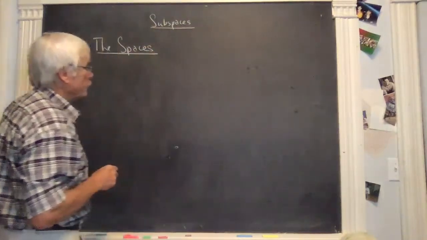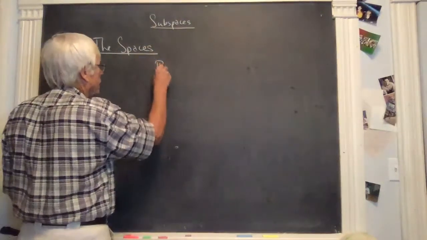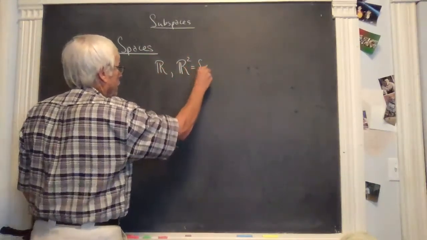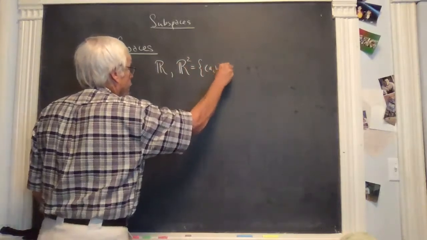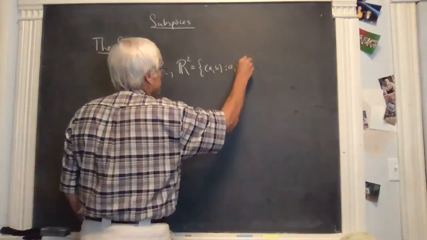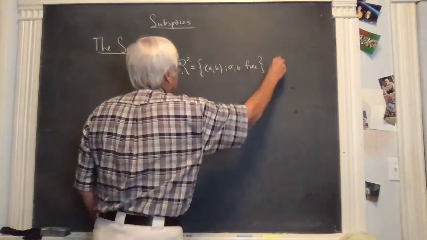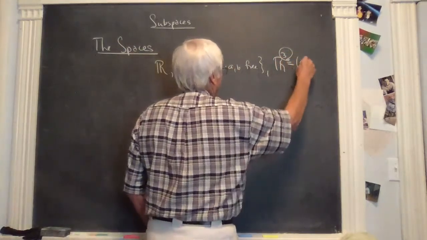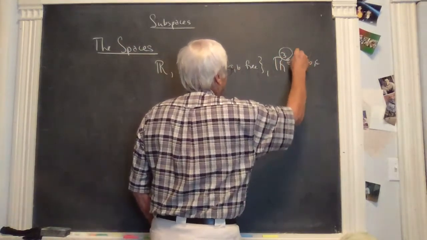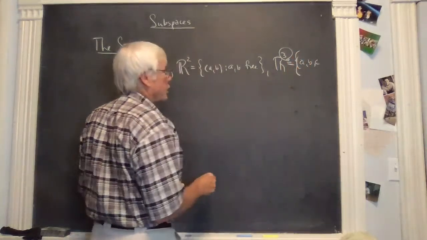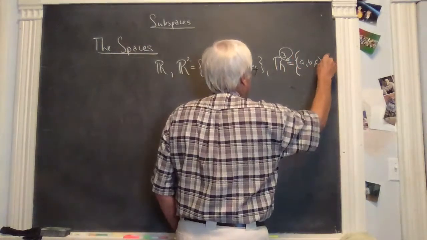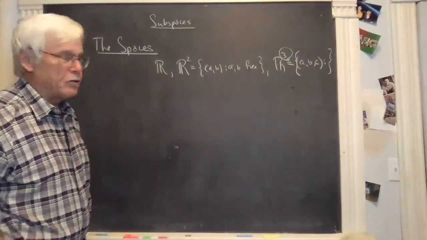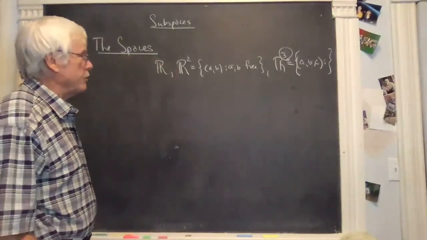So the full spaces for us consist of the real line, just numbers, R2, all ordered pairs, A and B are free, R3, which consists of ordered triples. And these squiggly brackets put a bag around these. So again, A, B, C are free. So these are considered the spaces, kind of like the universe that you live in.